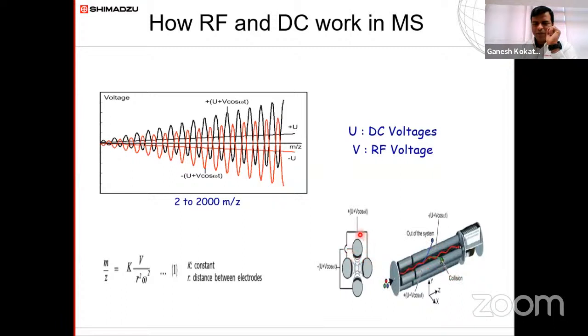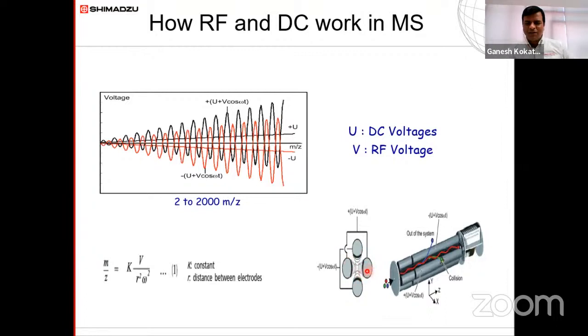The use of those quadrupoles is that opposite poles carry the same charge. For example, if these two are positive, these two are negative, and the charge changes within a fraction. In the current scenario it changes in 5 milliseconds. So every 5 milliseconds there is a changeover of the charges. It's a drastic change.